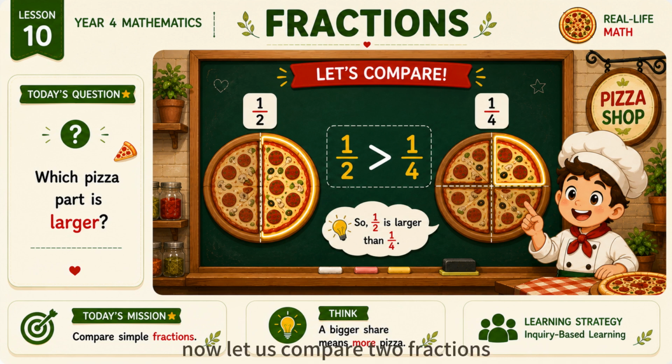Now, let us compare two fractions, 1/2 and 1/4. Look at the pizza. 1/2 means the whole pizza is divided into 2 equal parts, and we take 1 part. 1/4 means the whole pizza is divided into 4 equal parts, and we take 1 part. The half slice is larger than the quarter slice. So we can write 1/2 is greater than 1/4.